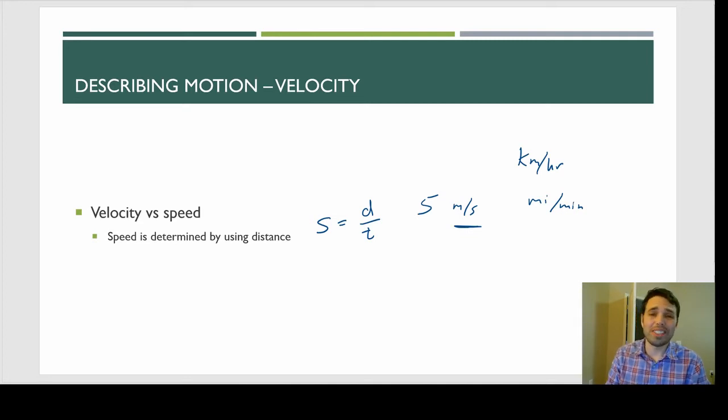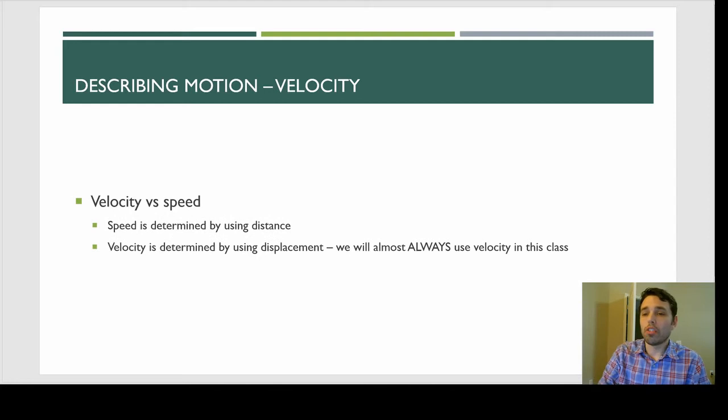Let's talk more about velocity. That's much more important. All right, so velocity is determined by using displacement. I'll give the formula in a minute. We almost always want to use velocity in this class, really never talking about speed. And the reason that velocity is better, as we mentioned before, is that it is a vector, right? I mentioned it as an example of a vector before. That means it has direction. So velocity is like speed with a little extra. Velocity tells you how fast you're going, and in what direction you're going.